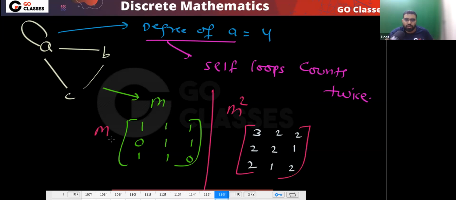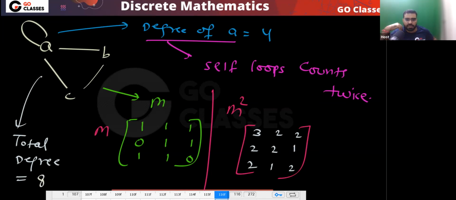You have M square. In this question, what is the total degree? The total degree is 4 plus 2 plus 2. So the total degree is basically 8. So your answer must be 8.